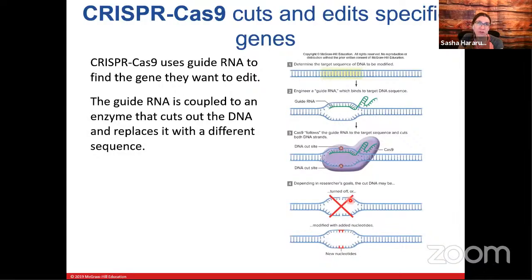The gene can be turned off or edited out of the DNA, or it can be modified to do something else. So this technique allows researchers to quickly and easily modify one specific gene in an organism without affecting any other part of the genome. And that's why it was so revolutionary. All right, that's all I have for today. Do you guys have any questions?